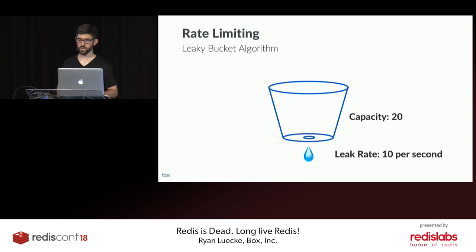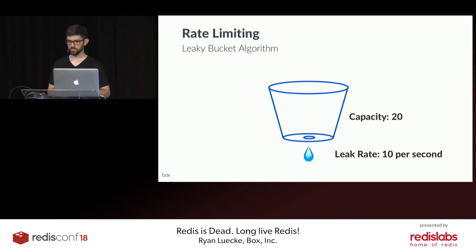So one way to do this is with the Leaky Bucket algorithm. The way that this works is, let's say we have a use case where we want to limit an entity to 10 requests per second. So we have a bucket that can leak at a rate of 10, say, units of water per second. We also want them to be able to burst up to 20. If they haven't done anything in a while, they can do 20 requests all of a sudden, and that is OK.